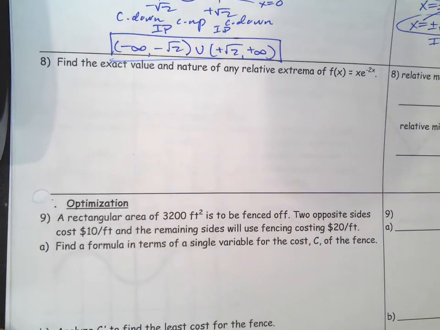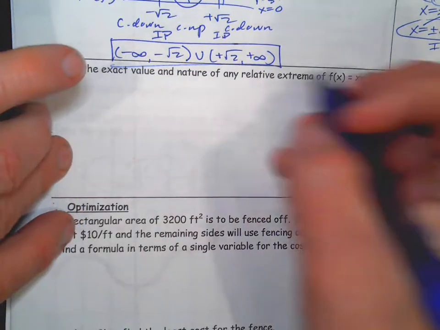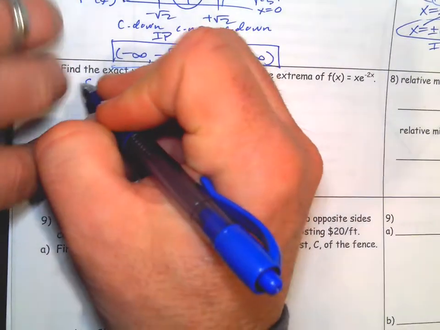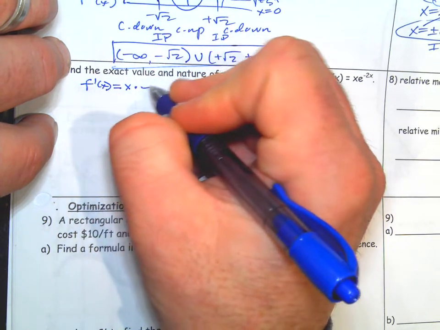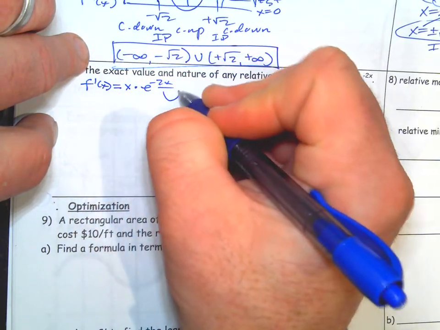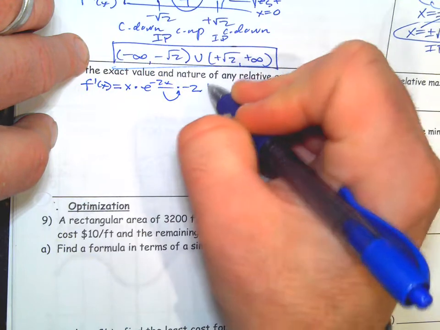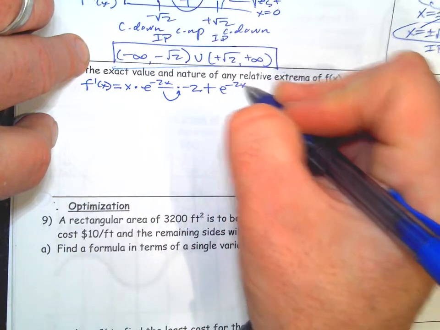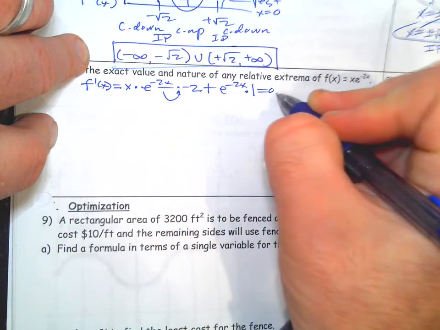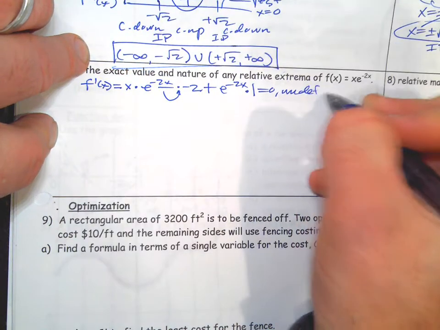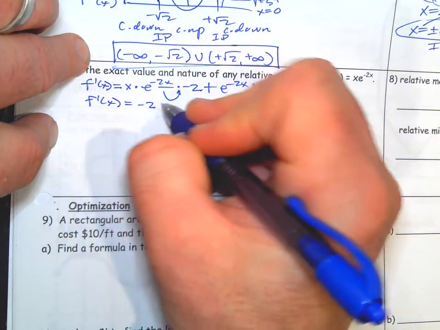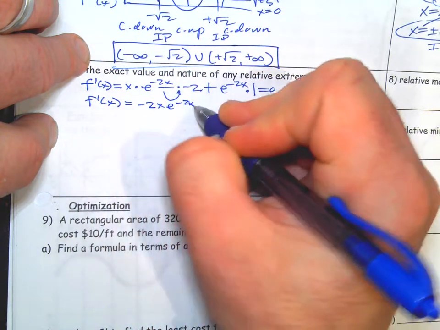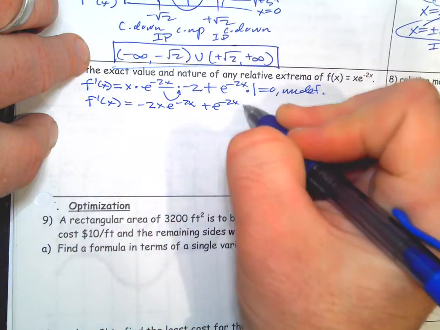Number 8, find the exact value and nature of the relative extreme of this graph. So we've got to take the first derivative. We've got to do product rule: x times e to the negative 2x times the derivative of what's inside, which is negative 2, plus e to the negative 2x times the derivative of x, which is 1. You set that equal to 0 or undefined. You clean it up: negative 2x e to the negative 2x plus e to the negative 2x equals 0 or undefined.